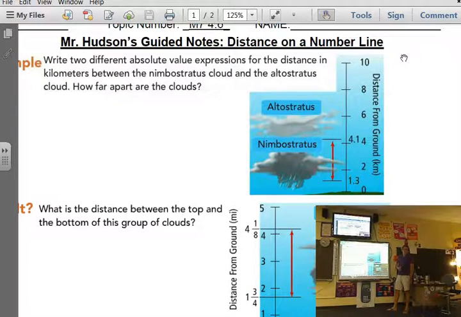So, how do we find the distance between two positives? This is easy. Distance between two positives. Just subtract them. Which do we start with, though? Yeah, we take big minus small, right?